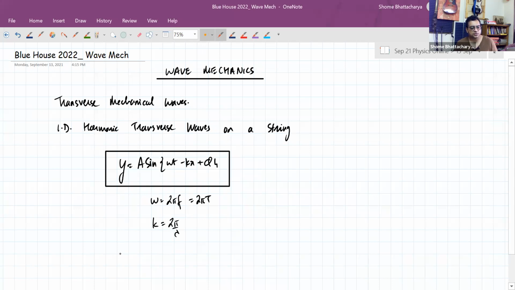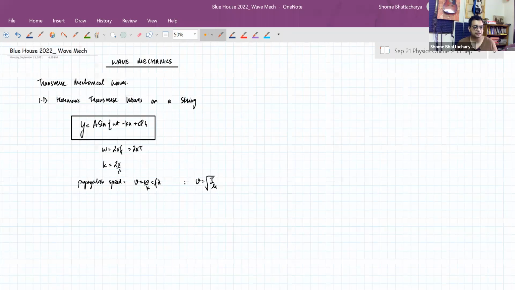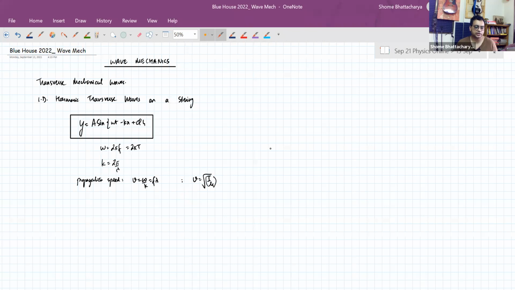And of course, the propagation speed with which this shape moves along the medium, that is omega by k or f lambda. But also to remember that the propagation speed is a property of the medium's physical state, that is tension and linear mass density. So tension is like an elastic sort of property. It determines the elasticity in the string, and linear mass density is to do with inertia. So it depends on these two factors.